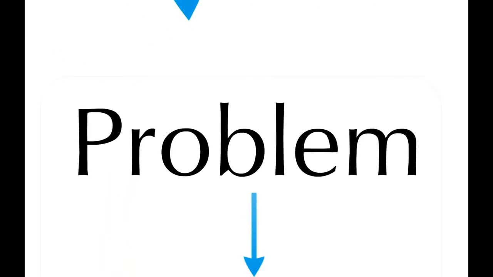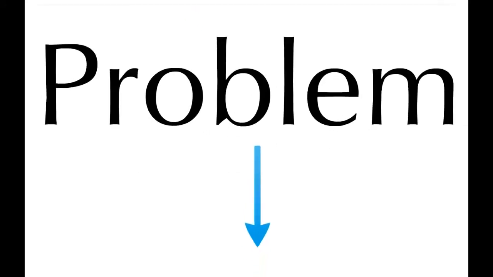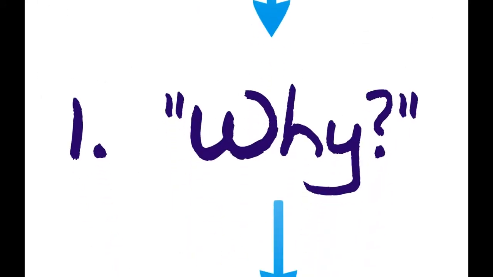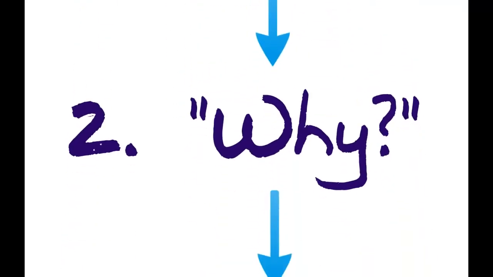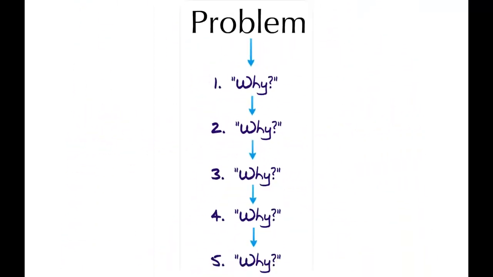5 Whys is actually a very, very simple tool. You start by stating the problem. You then, for a first time, ask why. Using the answer that you've just produced, you then ask again why. And you keep going until you've asked as many times as you need to discover the root cause of the problem.